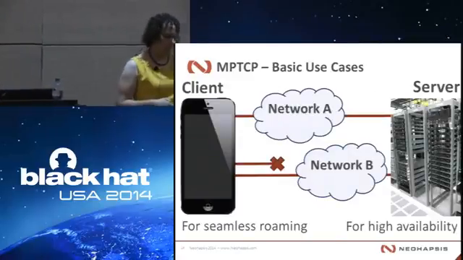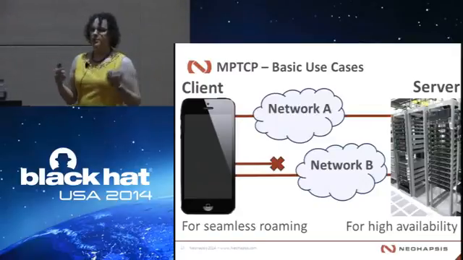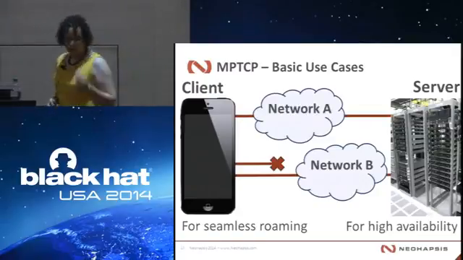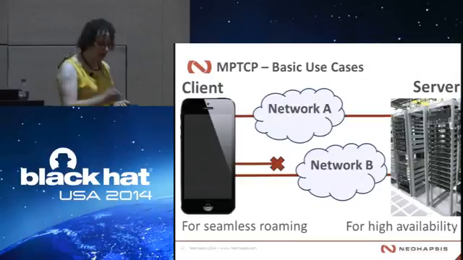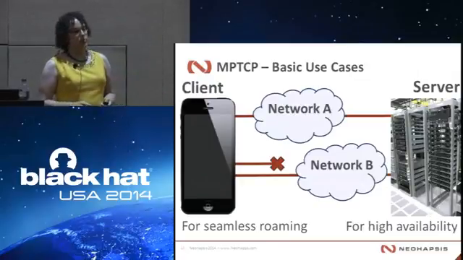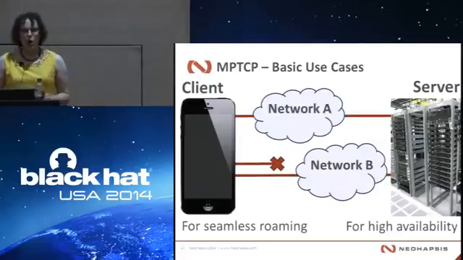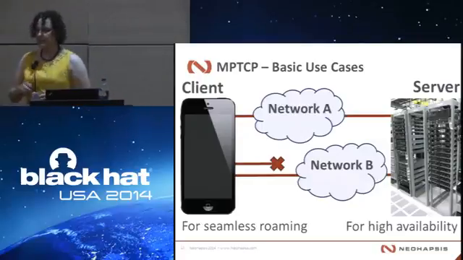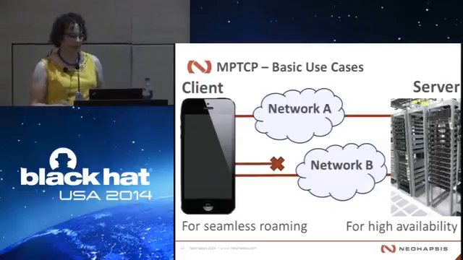So the basic use cases for this, which relate to what I said earlier. Seamless roaming, if you're going from network to network to network and changing IP at each step, that's one of the things Multipath TCP helps with. Or if you're using high availability or highly connected data centers with connections all over the place, it also helps with that.